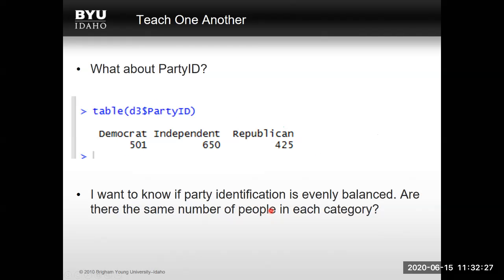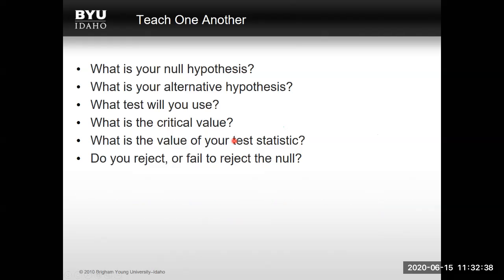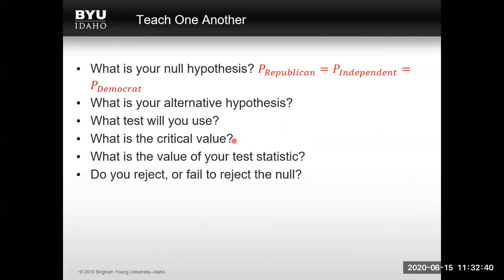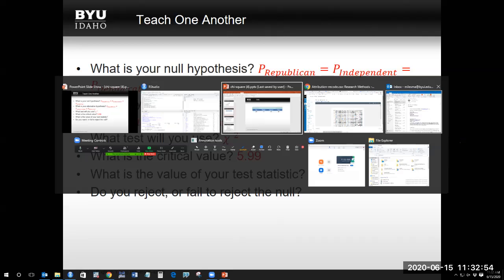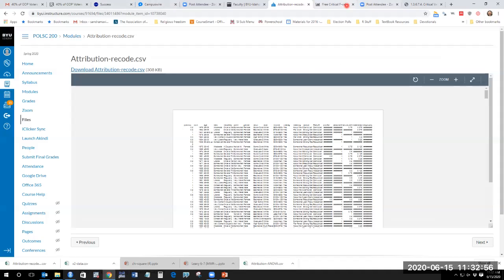Party ID, actually, I think this is on your homework, right? There's the same number of people in each of these categories. Again, you can look at it and see that they're different, but the chi-squared will do a hypothesis test. So I could run that code, right? But the null is that they're all equal to each other. The alternative is that the proportions are different. I will use the chi-squared test. My critical value is 5.99. That can't be right. Let's go here. Back to this critical value thing.